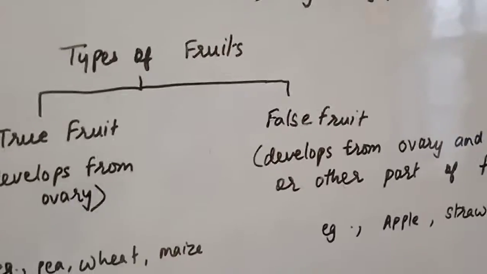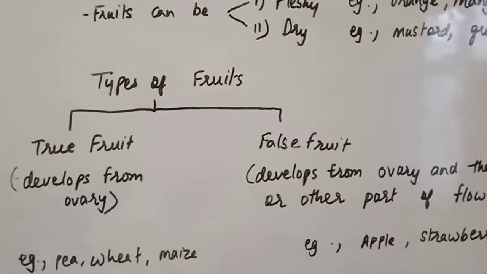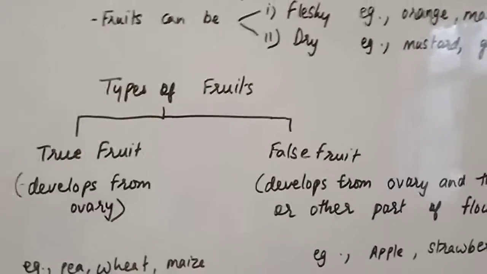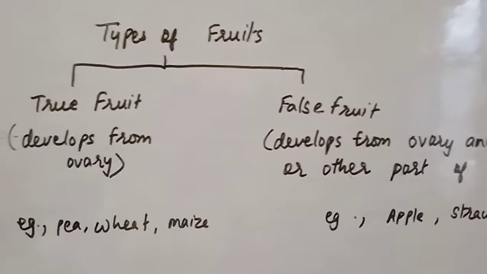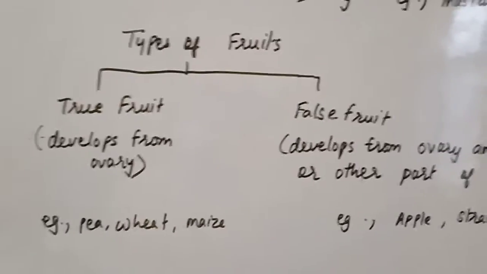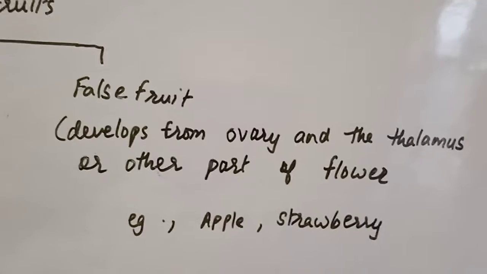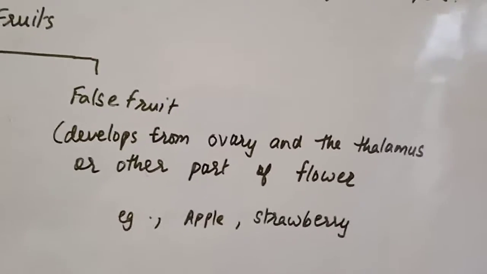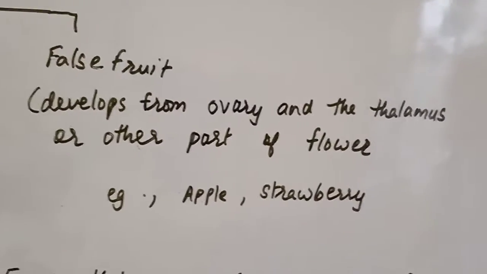Now there are two types of fruits: true fruit and false fruit. Now what is true fruit? True fruit develops from ovary. Example is pea, wheat and maize. And the false fruits are the fruits that develop from ovary and the thalamus or other part of flower. Example is apple, strawberry.